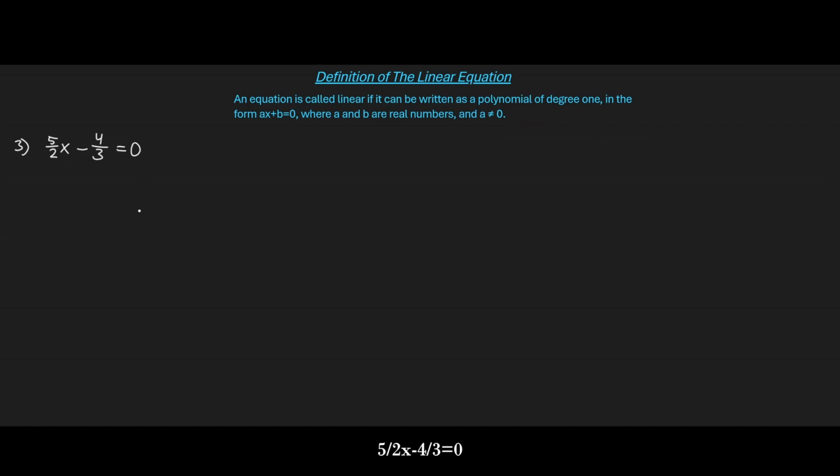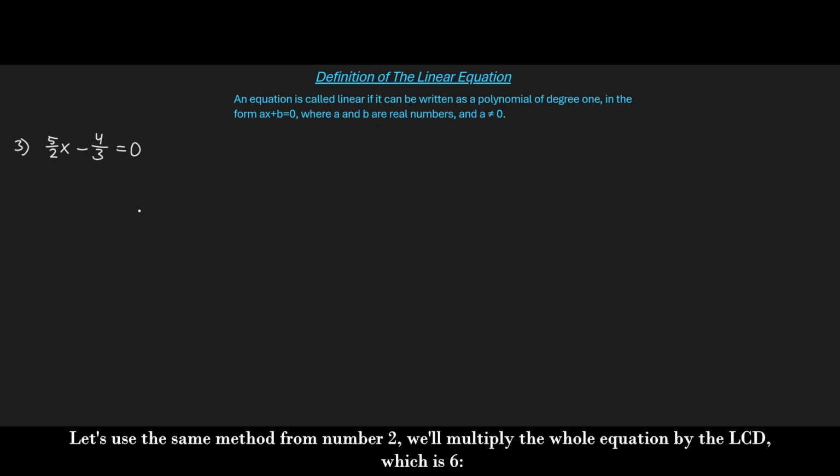Number 3. 5/2x minus 4/3 equals 0. Now both real numbers are rational. Let's use the same method from number 2. We'll multiply the whole equation by the LCD, which is 6. We'll have 6 times 5/2x minus 4/3 equals 0, which becomes 15x minus 8 equals 0.